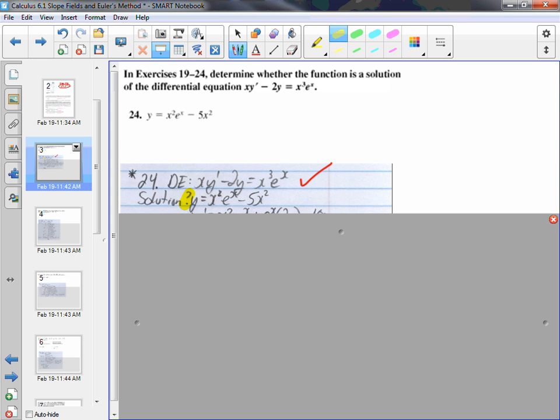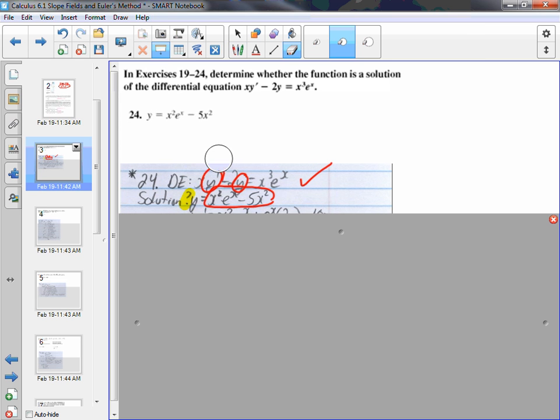Okay? Now remember how they defined solution. A function is a solution if y and its derivatives can replace the original y and its derivatives and get a true statement. Okay? So we've got the original y. It's that. We're going to substitute that right there for y. What we don't yet have is y prime. So before we do any substituting, let's find y prime.